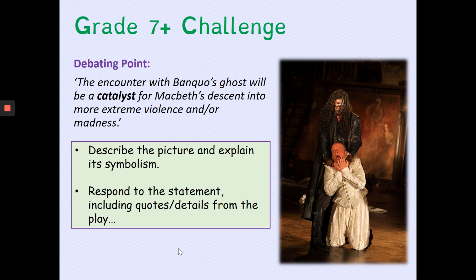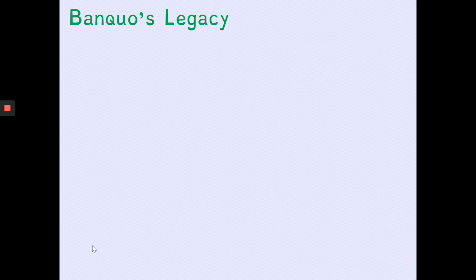Right. If you're thinking of grade 7+, you might want to take on this challenge, which is to respond to this statement. The statement, "The encounter with Banquo's ghost will be a catalyst for Macbeth's descent into more extreme violence and or madness." So you can pause at this point and respond to that if you want. Again, just practicing those argumentative or evaluative skills. If not, move on.